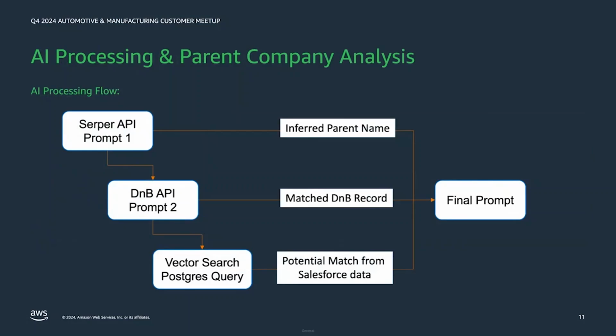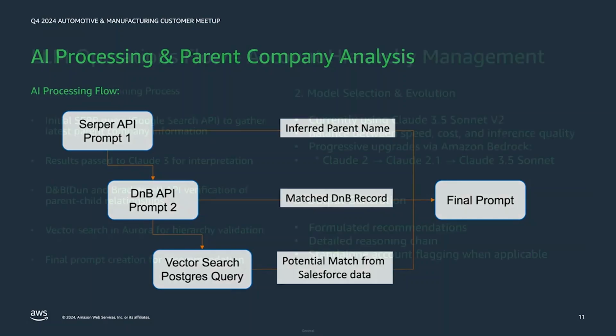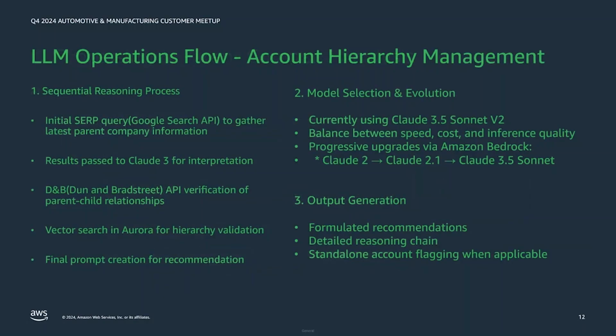So this is the AI processing flow. I will go through the details in the next slide, but essentially we have this big flow, which finally results in the final prompt, which is sent to Claude 3.5 Sonnet V2. So basically, what's the entire process, right? When it comes to the LLM, we do initial verification.